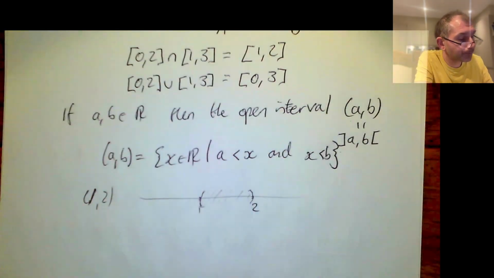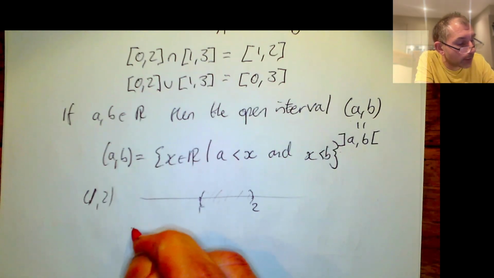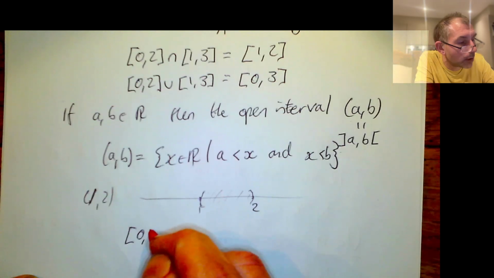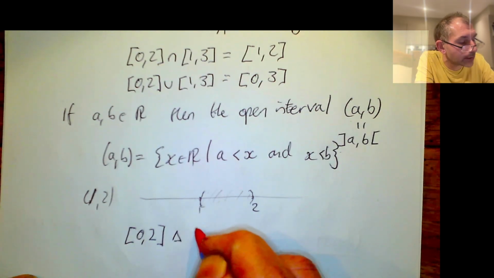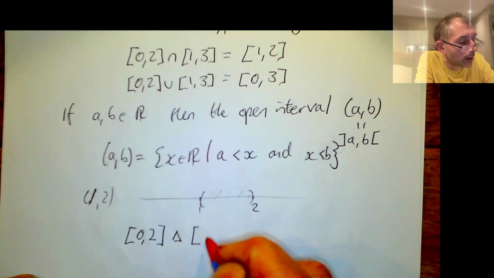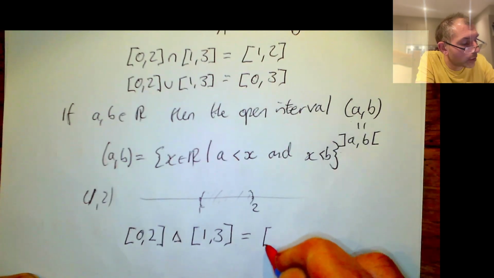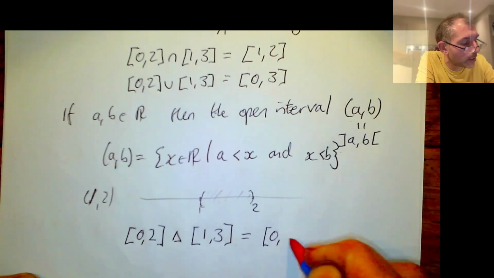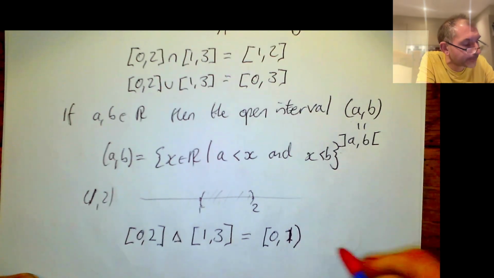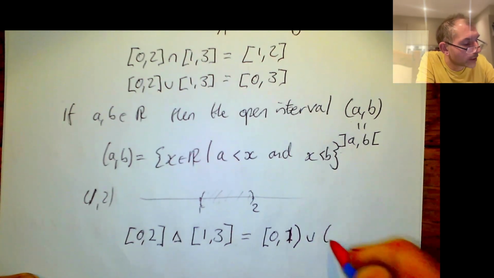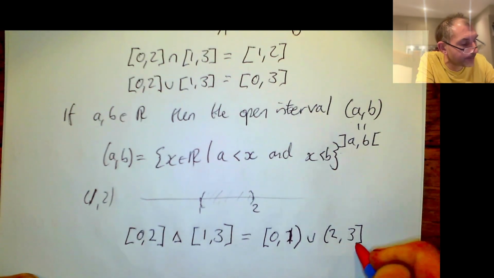For that, if I want [0, 2], a symmetric difference of that with [1, 3], then I'm going to get all the stuff from 0 coming up to 1, but not quite 1, union all the stuff that goes from 2 up to 3, but not quite including 2.